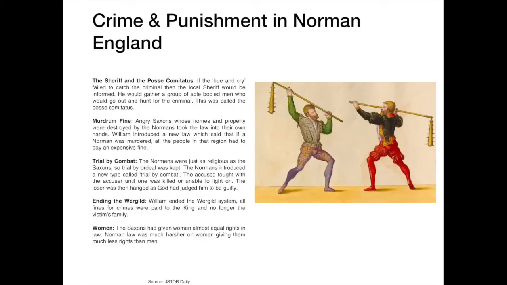Ending the wergild system. William ended the wergild system. All fines for crimes were paid to the king and no longer the victim's family. Women. The Saxons had given women almost equal rights in law. Norman law was much harsher on women, giving them much fewer rights than men.